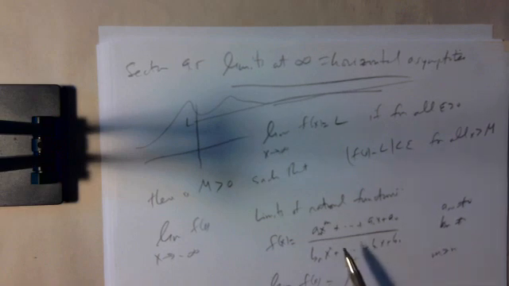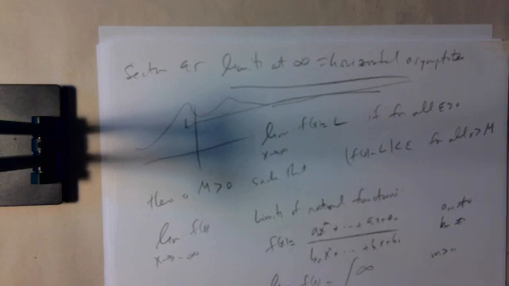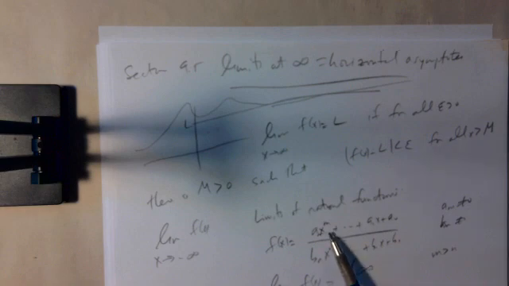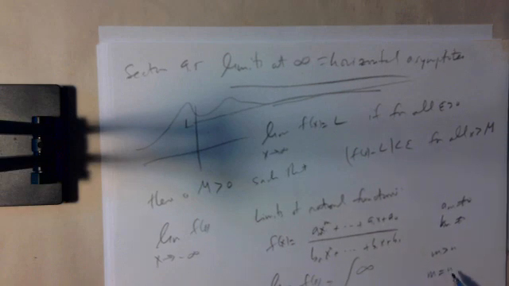If m is bigger than n, this polynomial is higher degree and the limit's infinity. If m is less than n, this is of higher degree, the limit is 0. And if m equals n, if these two polynomials have the same degree, it's the ratio of their leading coefficients, a_m over b_n. That's really the basic fact that you have to remember from this section.